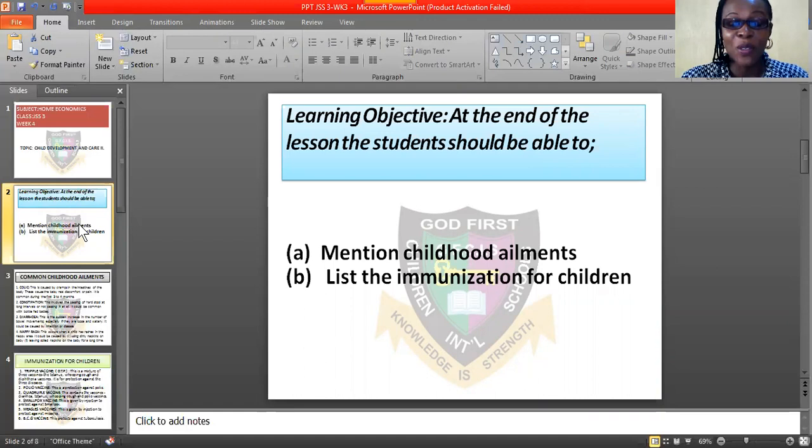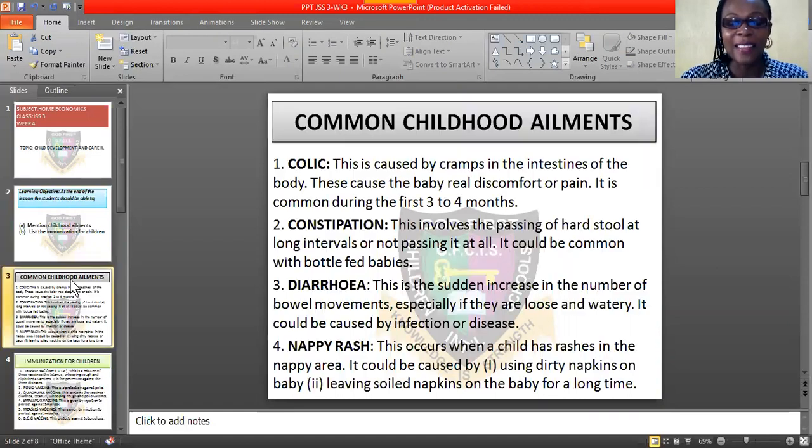Now, let us go down and see. These are the common ailments in children. We have colic, constipation, diarrhea, and nappy rash. These are the common ones. They are very common, so that when you see them, you will not start shivering and say, what is happening to my child, and this and that.